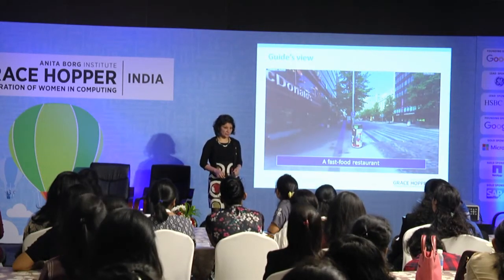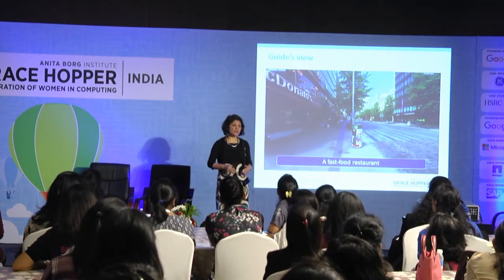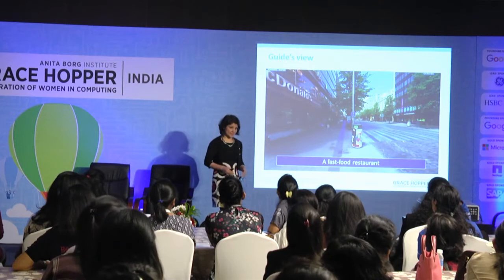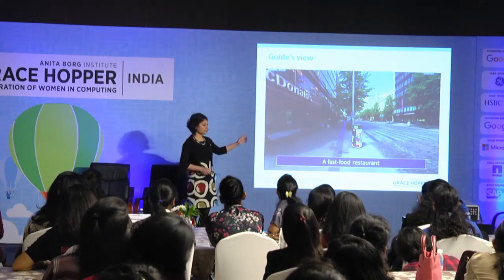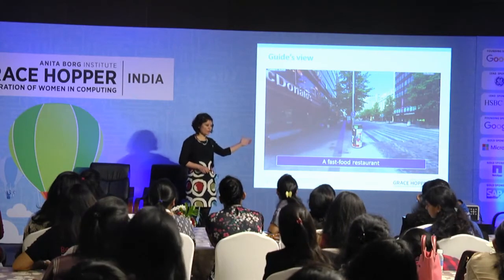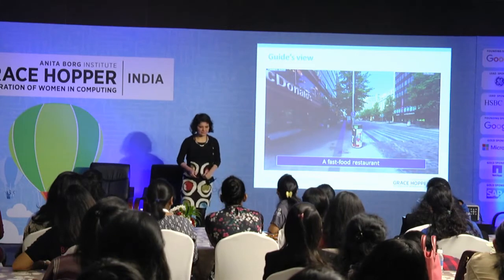This is the guide's view. The only difference is that the guide doesn't see green arrows, but sees a blue line, which indicates the correct exit. And here I've highlighted the hotspot, or the clue in the panorama, which is the McDonald's restaurant. So you see that it's a little bit red.